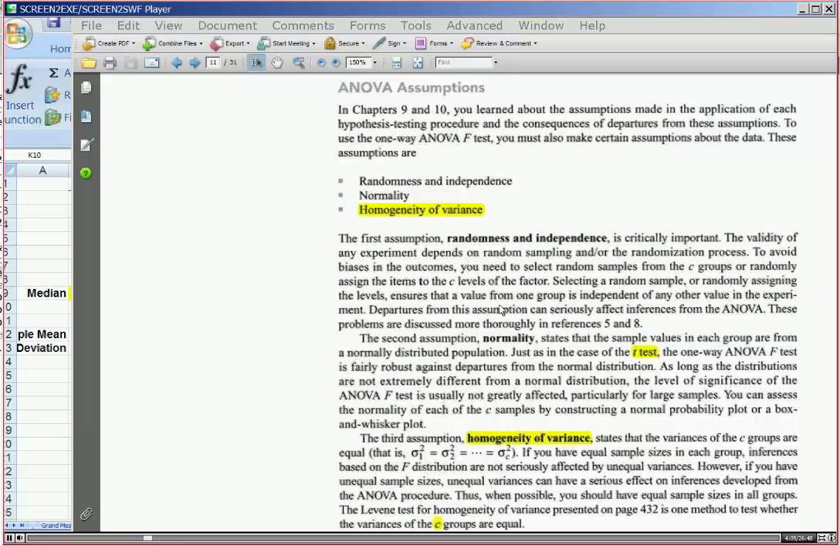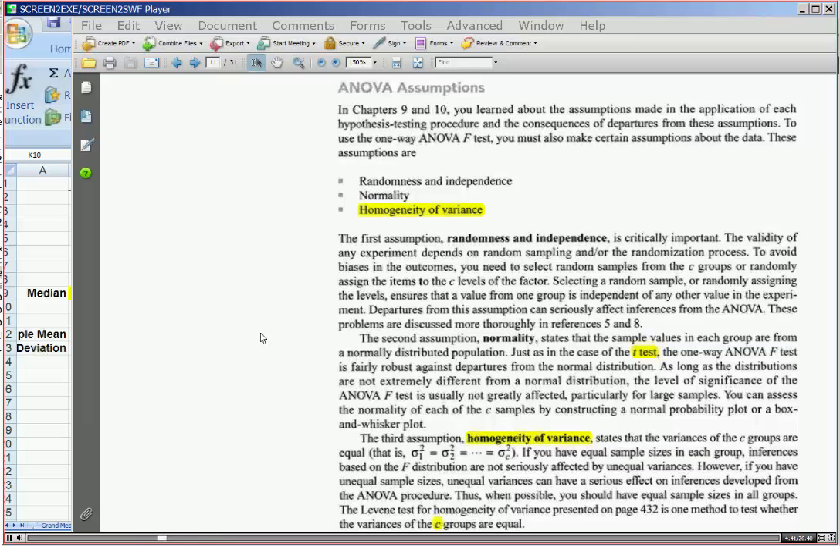Selecting a random sample or randomly assigning the levels ensures that a value from one group is independent of any other value in the experiment. So we made sure that the parachutes did not mix. The suppliers did not mix. We grouped them according to their suppliers. Departures from this assumption can seriously affect inferences from the ANOVA. These problems are discussed more thoroughly in references 5 and 8.